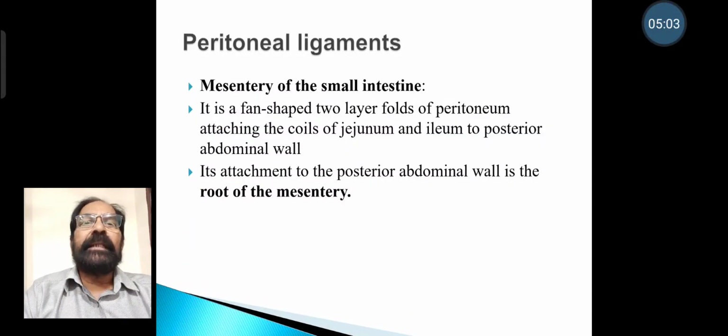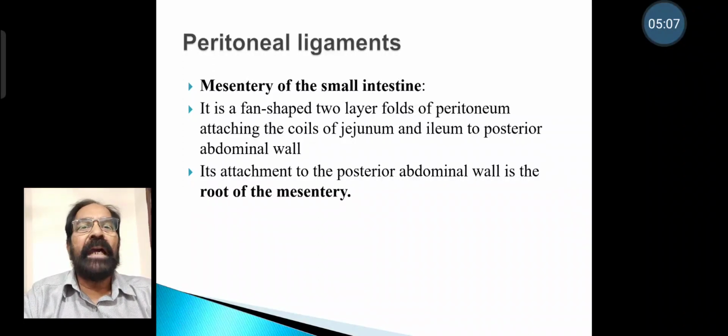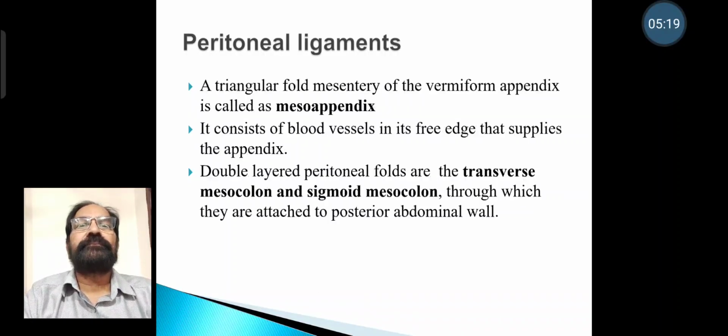Mesentery of small intestine. It is a fan-shaped two-layer fold of peritoneum attaching the coils of jejunum and ileum to the posterior abdominal wall. Its attachment to the posterior abdominal wall is the root of mesentery. A triangular fold of mesentery of the vermiform appendix is called mesoappendix. It consists of blood vessels in its free edge that supply the appendix.